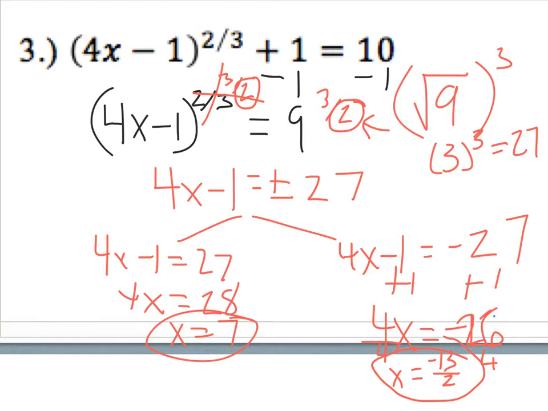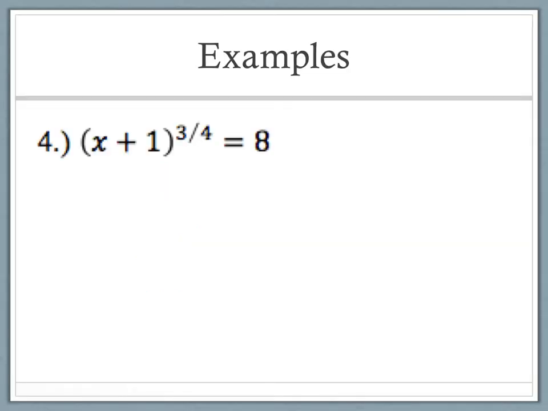All right, let's look at another example. All right, guys, here's the last example. If I look, it's already isolated, so I don't have to do that step. I can go ahead and raise both sides to the reciprocal power, which would be 4 over 3, since it's 3 over 4.